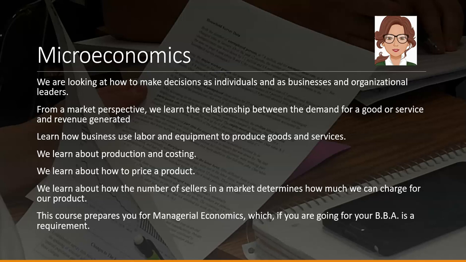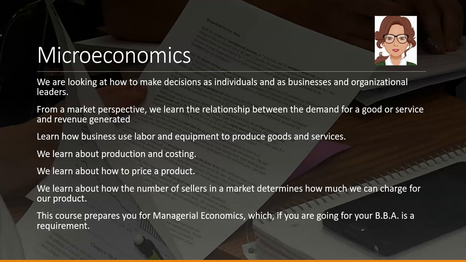From a market perspective, we need to learn the relationship between the demand for a good or service and revenue generated. So we will be looking more in depth at our demand and supply model and looking behind the layers of what makes up demand and what makes up supply. We're going to learn how businesses use labor and equipment to produce goods and services. We're going to learn about production and costing of goods and services. How do we make things? How do we make products? How do we produce services? How do we account for their costing? We're going to learn how to price a product.